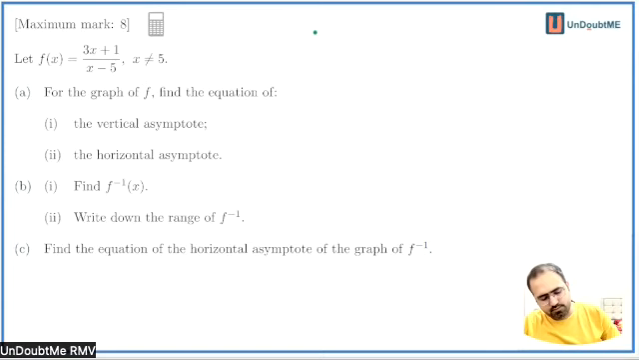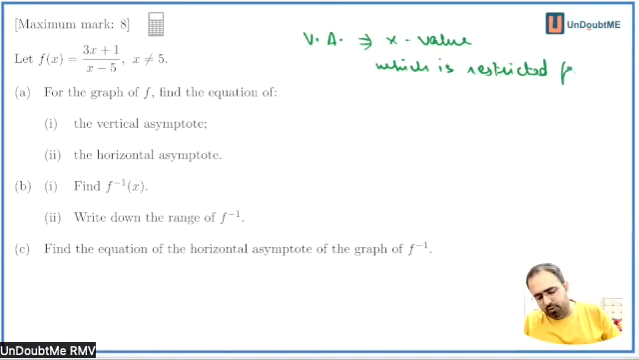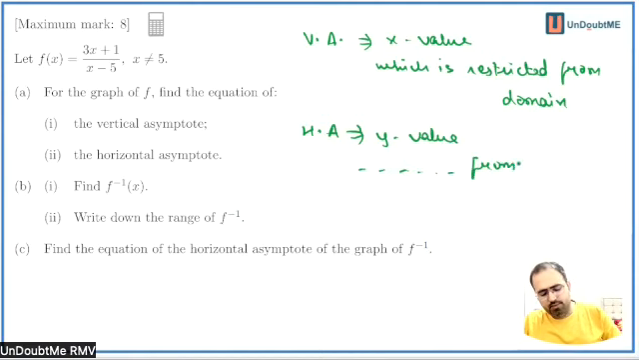Vertical is where your denominator is equal to 0. Okay. So a vertical asymptote is an x value which is restricted from the domain. While a horizontal asymptote, same thing, is a y value which is restricted from the range.